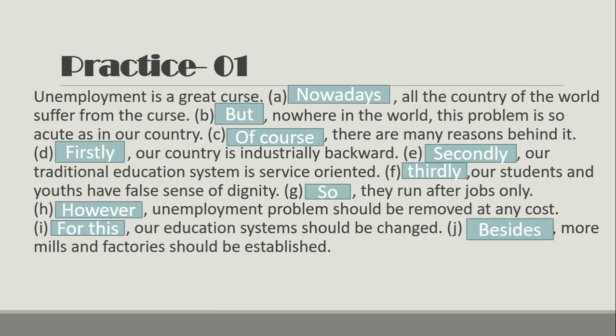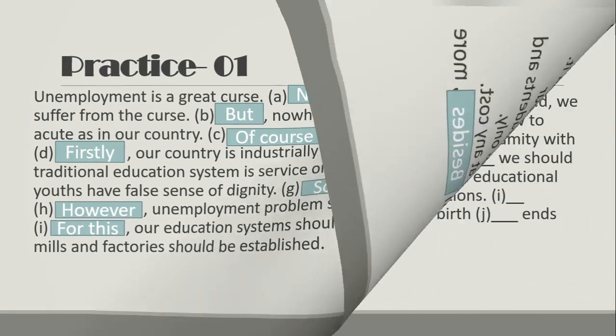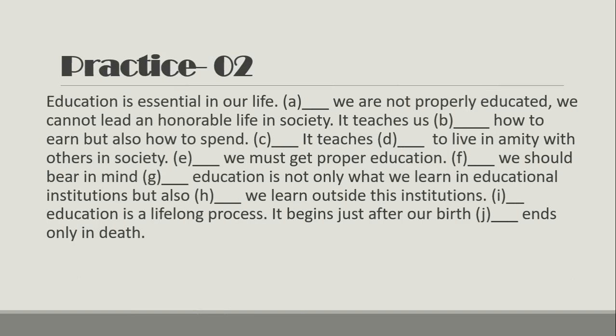Okay, so now let's move to the second example or second practice. This practice is about education. So first let's read out this exercise. Education is essential in our life. Dash, we are not properly educated, we cannot lead an honorable life in society. It teaches us dash how to earn but also how to spend. Dash it teaches dash to live in amity with others in society. Dash we must get proper education. Dash we should bear in mind dash education is not only what we learn in educational institutions, but also dash we learn outside these institutions. Dash education is a lifelong process. It begins just after our birth, dash ends only in death.